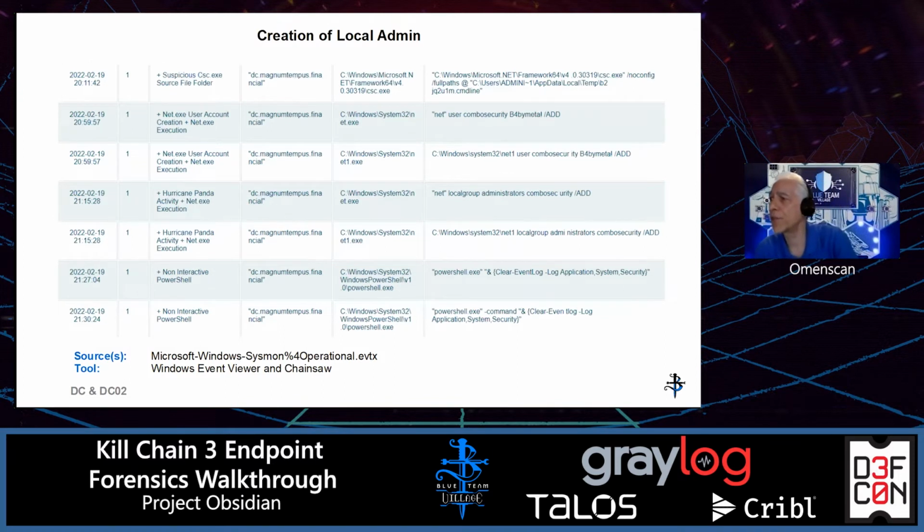On the machines themselves, here we're seeing on the DC the commands being executed, and we see combo security being added with a password of B4BY metal. An important piece of information, because now we can go to that machine and we know both the hostile user that was added and its password. We also see here later on in this log evidence that the event logs were cleared: application, security, and system.